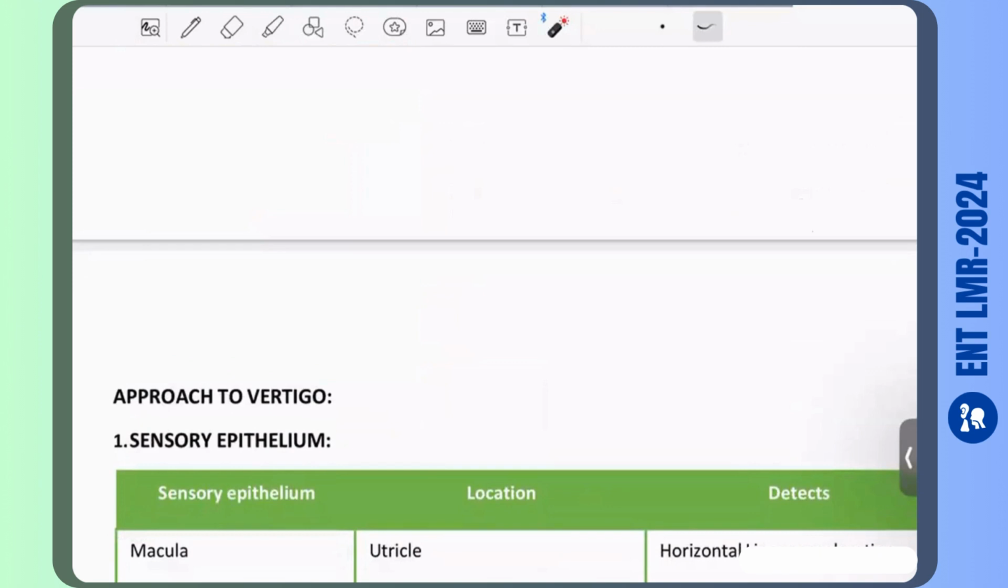These are the external ear causes that will cause ear pain. Inner ear causes will not cause ear pain. Only the middle ear, some acute otitis media, can cause ear pain. Other than that, mostly the external ear causes will be the culprit for ear pain pathology.